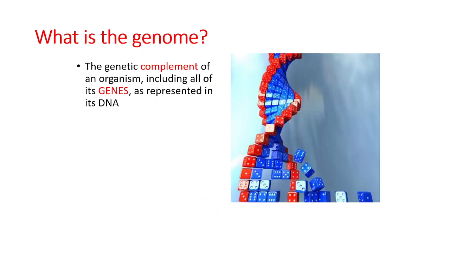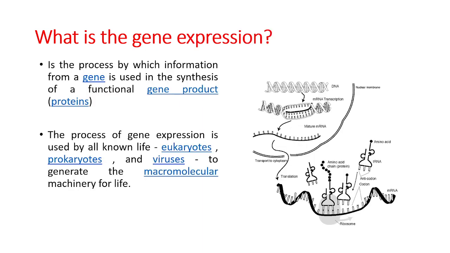So we have heard of a gene. Now the genome is called a library. It is the genetic complement of an organism, including all of its genes. All the genes collected together to form the genetic complement of an organism are represented in its DNA, and this entire collection of genes in an organism represents the genome.